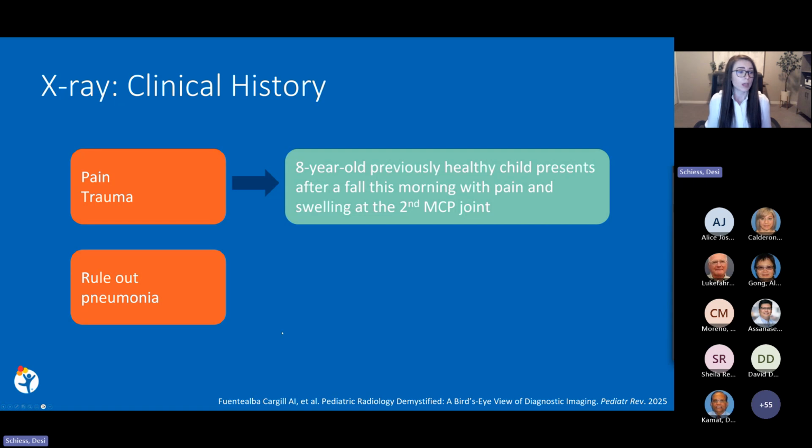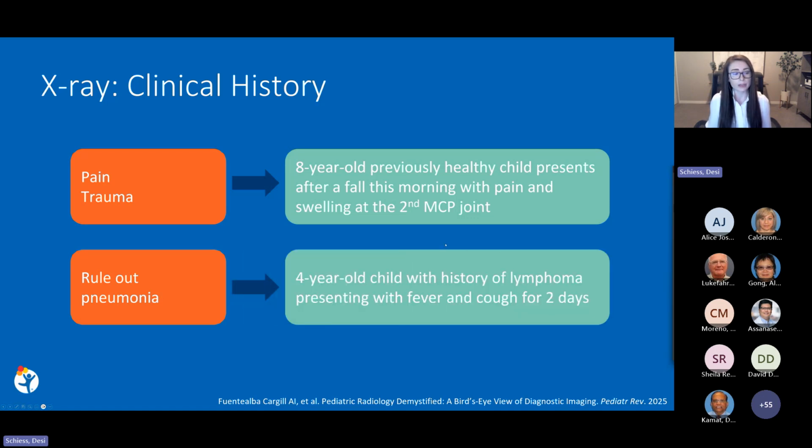Additionally, it's important to include presenting signs and symptoms rather than simply a differential diagnosis, as exams lacking appropriate history, such as rule-out pneumonia, may not be reimbursed by insurance companies. What would be better here is a 4-year-old with history of lymphoma presenting with fever and cough for 2 days.